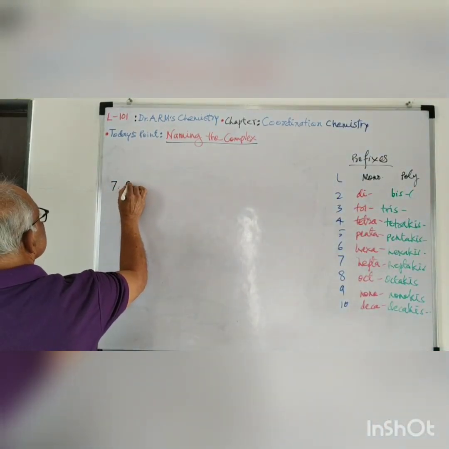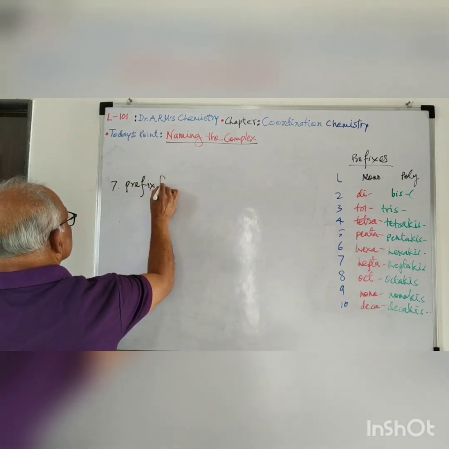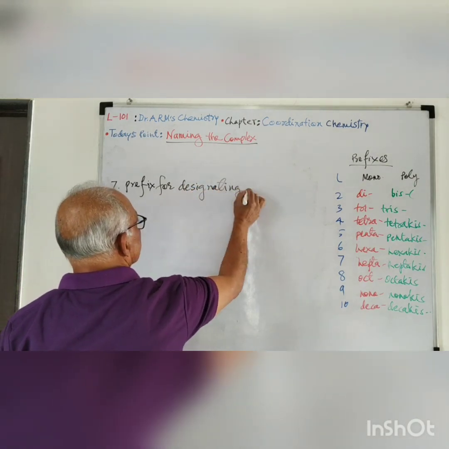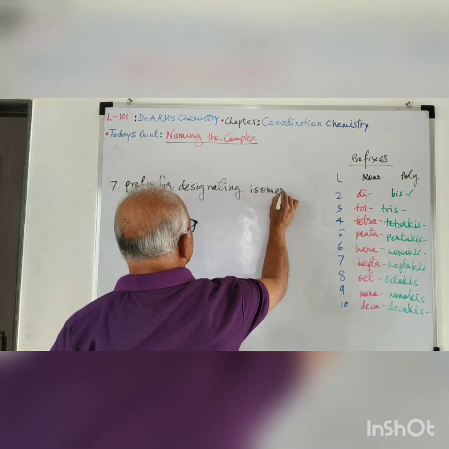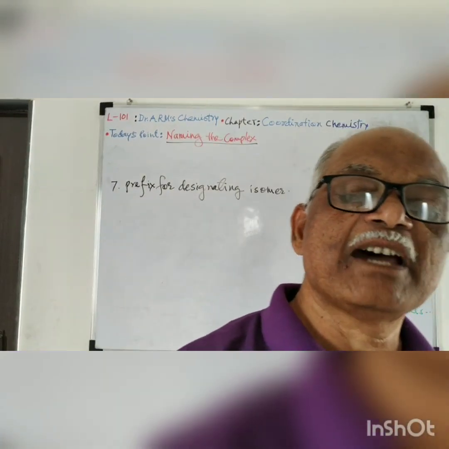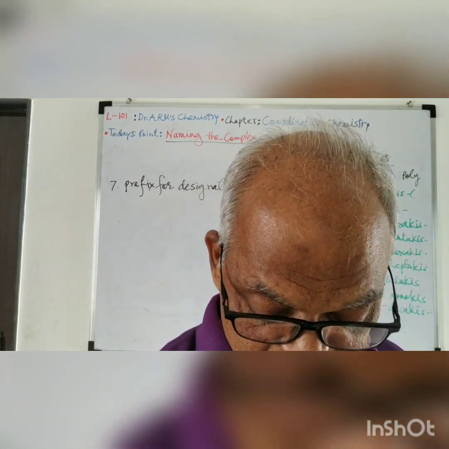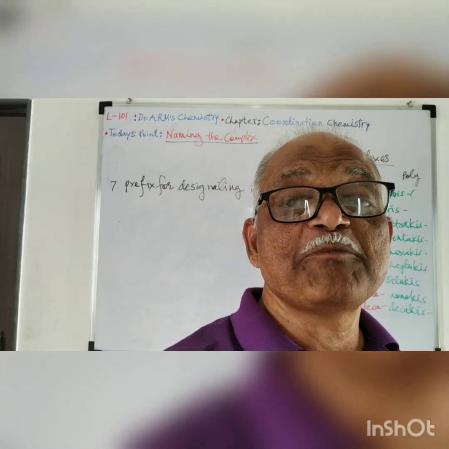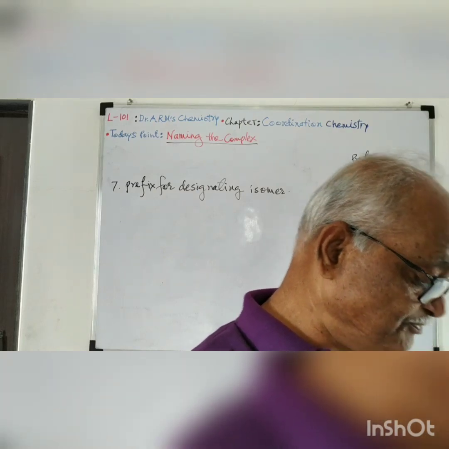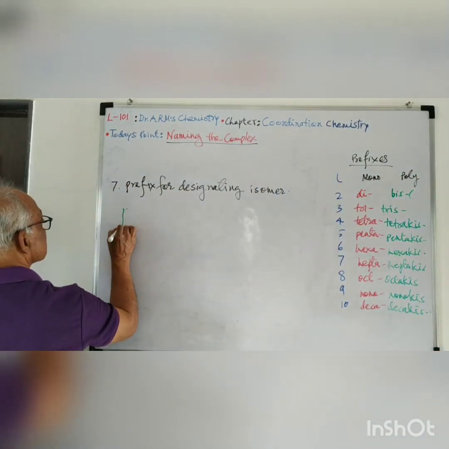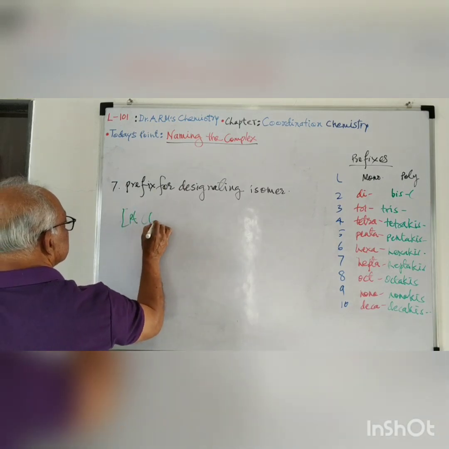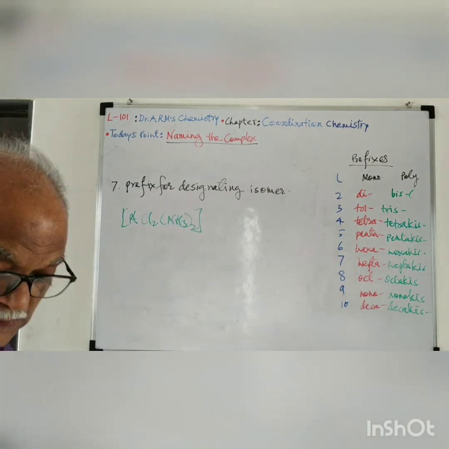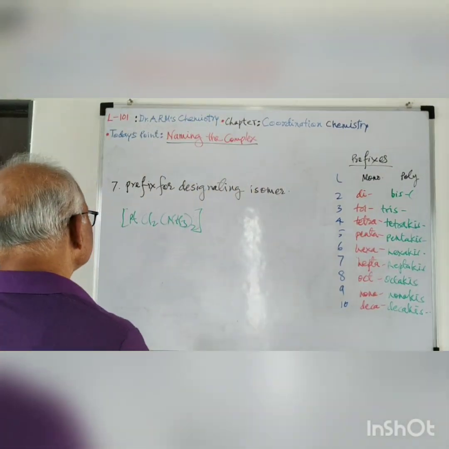Seventh rule: prefix for designating isomer. For example, the complex may have a cis isomer or a trans isomer. Then we have to indicate that using the prefix cis before writing the name of the complex. For example, if we show the complex platinum Cl2 (NH3)2, we can show this.